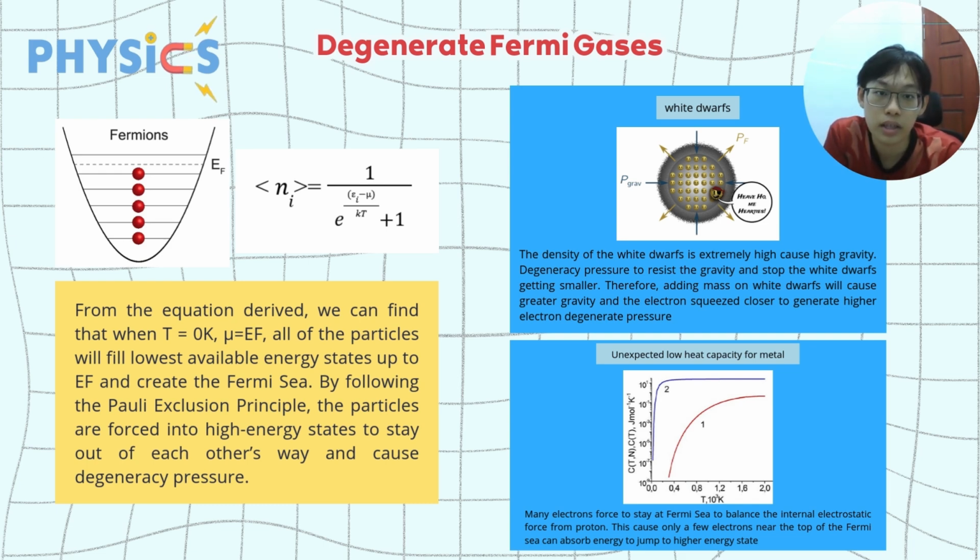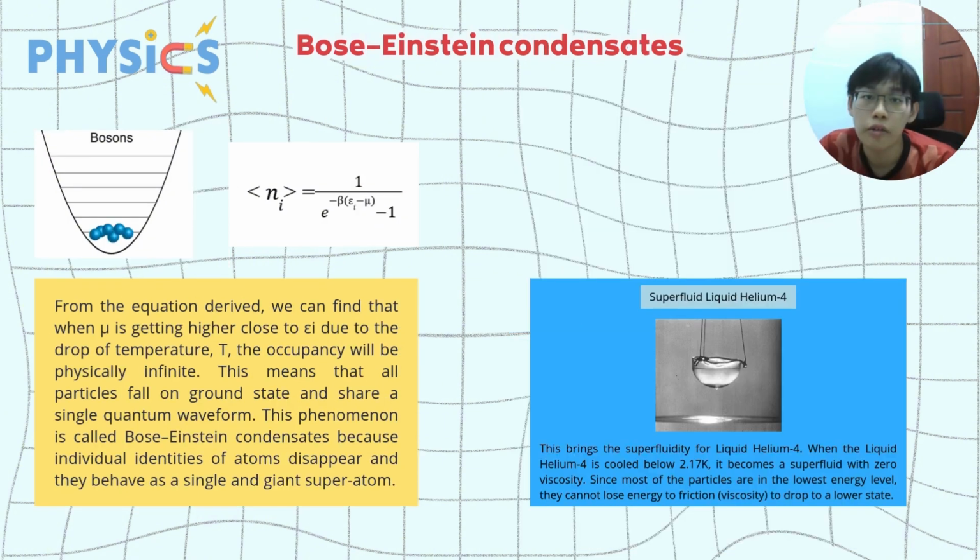Because in the metal, the electron is being forced at the lowest available energy lower than the Fermi energy to create the degeneracy pressure, overcoming the electrostatic force coming from the proton. So every electron is stuck at the lowest energy so that it will have enough pressure, and therefore there are only a few electrons at the surface of the Fermi sea that can absorb enough energy to jump to a higher state. However, for the Bose-Einstein condensate, you can see the equation on the screen.